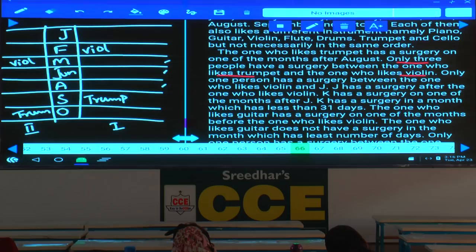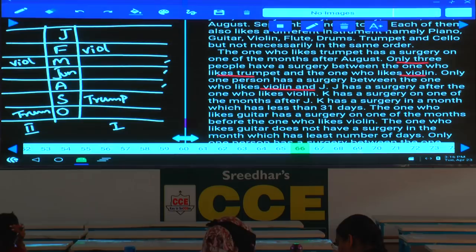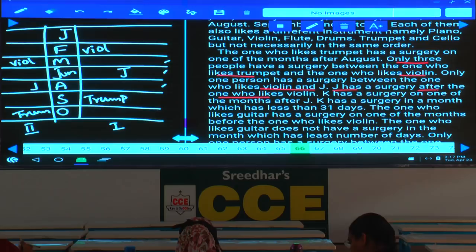And only one person has a surgery between the one who likes violin and J. Between violin and J, there must be exactly one person. Hence, in the first case, J must be at this place. Are you following this one or not? And in the second case, we have two possibilities: J can be in the month of Jan or in the month of August. And again, J has a surgery after the one who likes violin. After the one who likes violin means J cannot be in the month of Jan. Hence, J must be in the month of August. Hence, J is in the month of August.